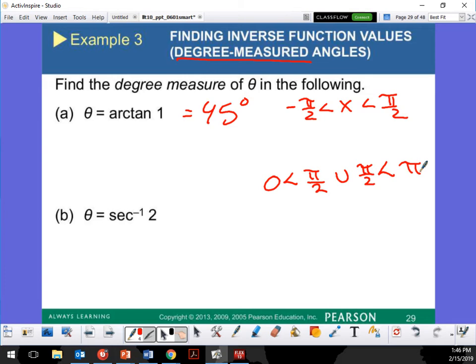So now secant is the reciprocal of what? Cosine. So let's think of this in terms of a cosine now. If this is the reciprocal of cosine, I'm looking for the arc cosine of, what's the reciprocal of that? 1 over 2. So now where's the arc cosine of 1/2? 60 degrees.